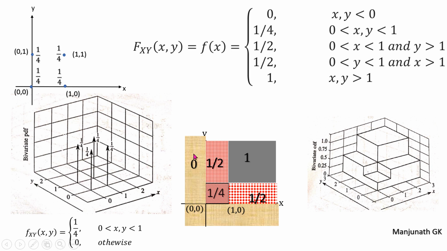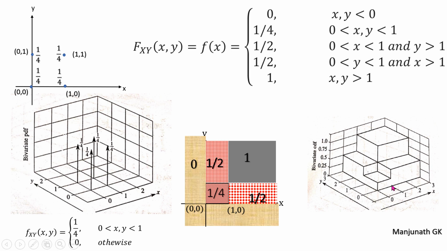Alright. If the point is left of y and below the x-axis, this will be the region left of y and below the x-axis. Do you find any value of CDF here? No, it is 0. And what could be the value of the bivariate CDF in this strip? It is 1 by 2, where x is varying from 0 to 1.